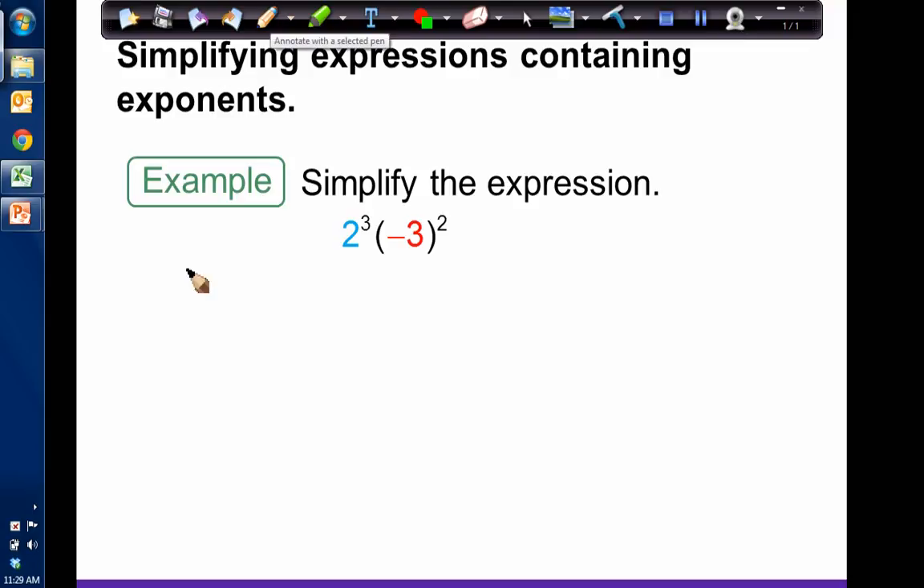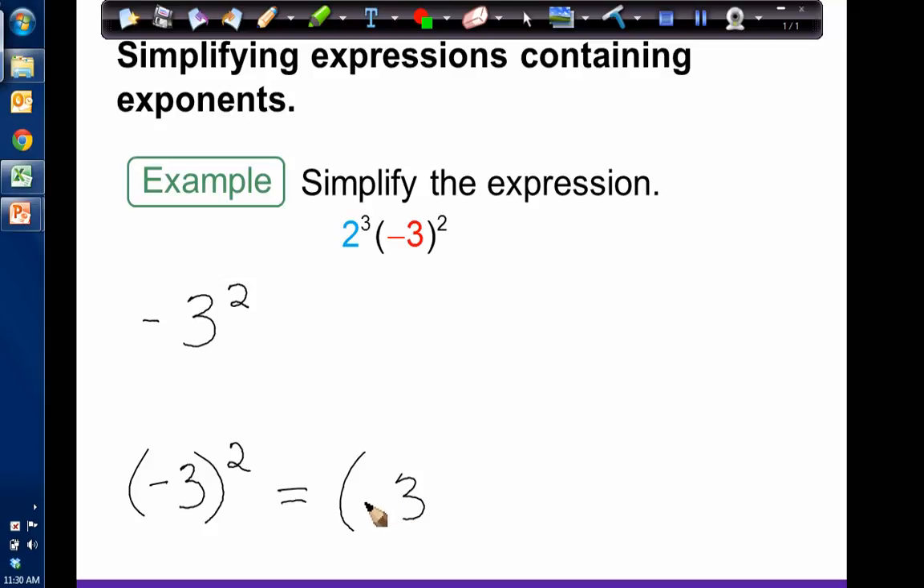Okay, let's talk about one other situation. I'm just going to make up a problem here. What if we had negative 3 squared as opposed to negative 3 in parentheses squared? Okay? In this second case, this is exactly what we've been doing. Negative 3 times negative 3. The two negatives will cancel, and we'll get a positive 9.